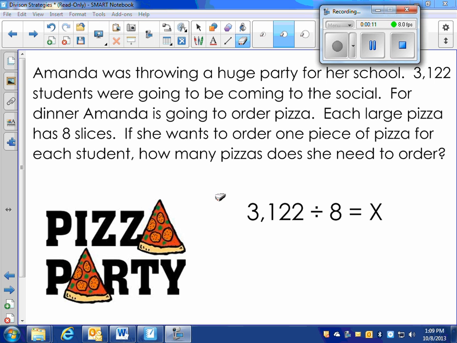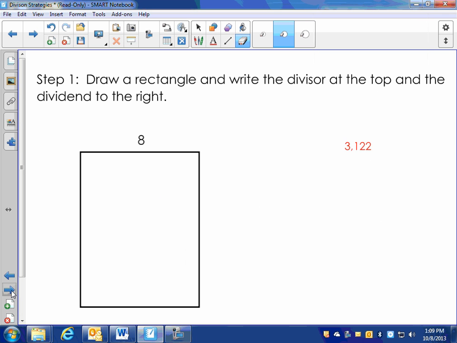Amanda was throwing a huge party for her school. 3,122 students were going to be coming to the social. For dinner, Amanda is going to order pizza. Each large pizza has 8 slices. If she wants to order one piece of pizza for each student, how many pizzas does she need to order? So that is our setup.